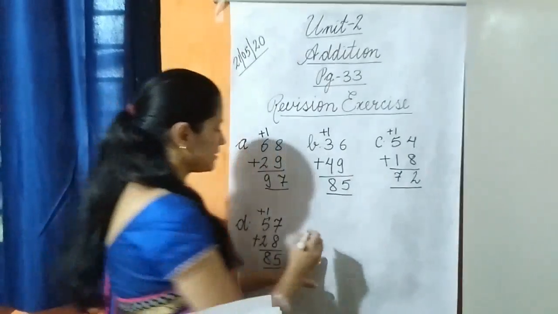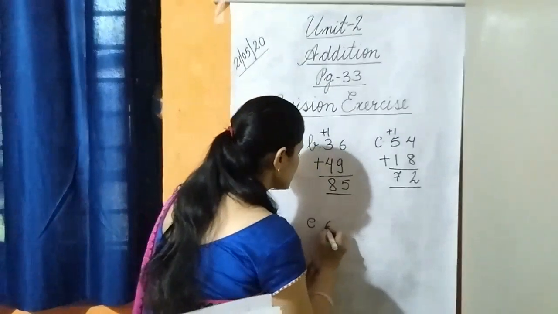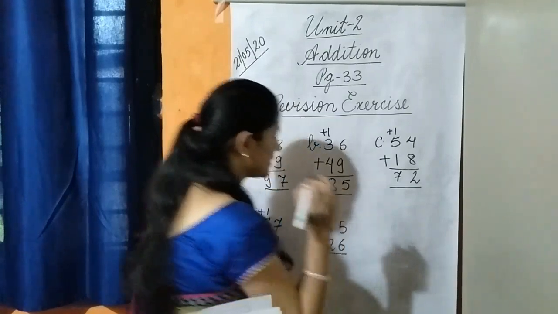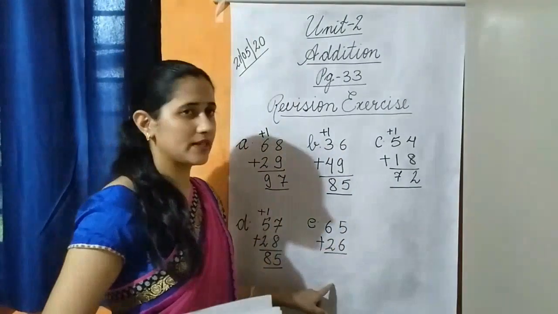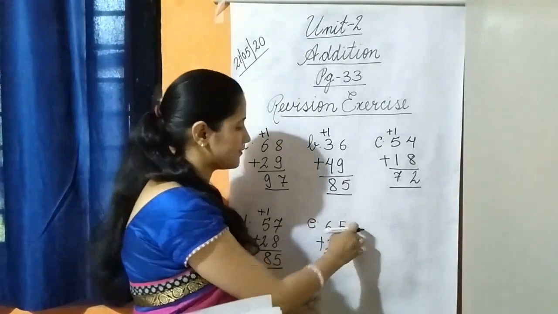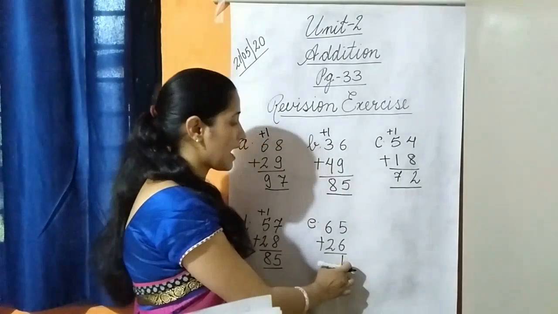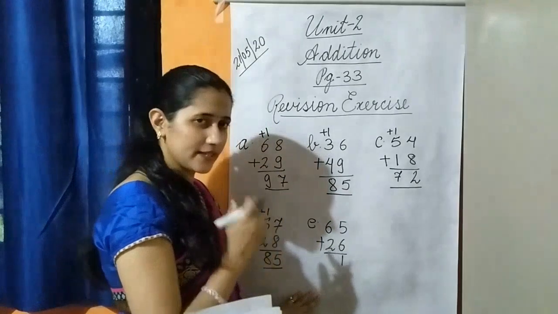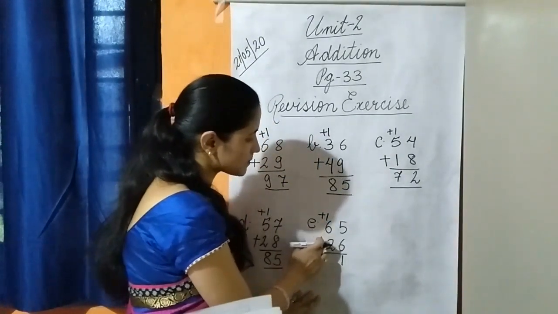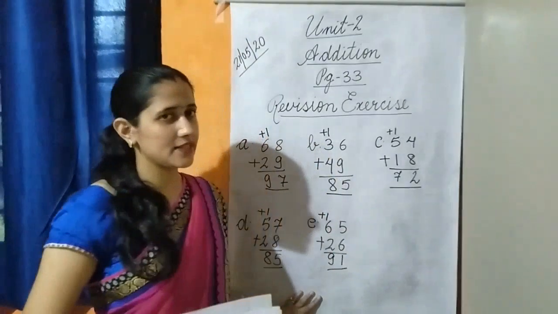Then E. E is 65 plus 26. 6 plus 5 is 11. So 1 at ones place we write here, and the other 1 at tens place we take as carry. 6 plus 2 is 8, 8 plus 1 is 9. 91.